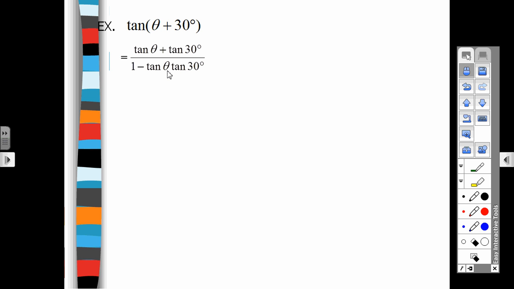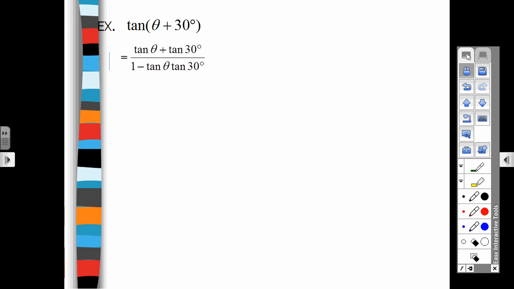Please make sure that you are multiplying these together. It's a very common mistake. Okay, so now what you're going to do is look on your unit circle at 30 degrees or pi over 6 radians. And to use your unit circle and figure out what the tangent of 30 degrees is, take the sine and divide it by cosine.